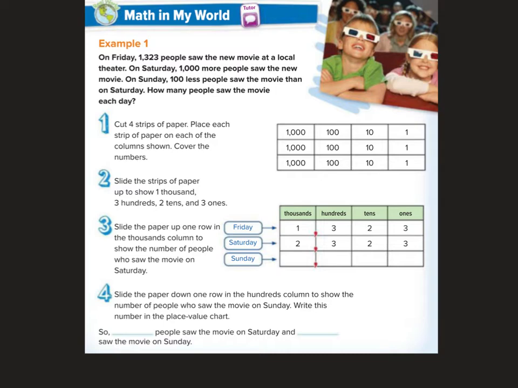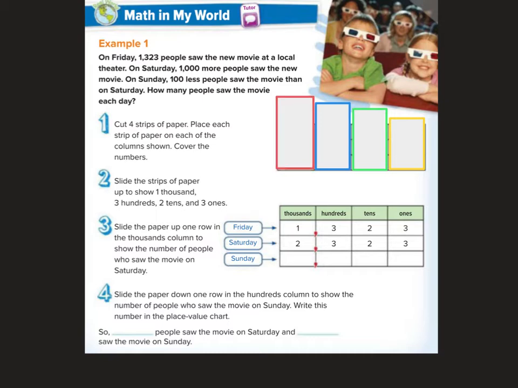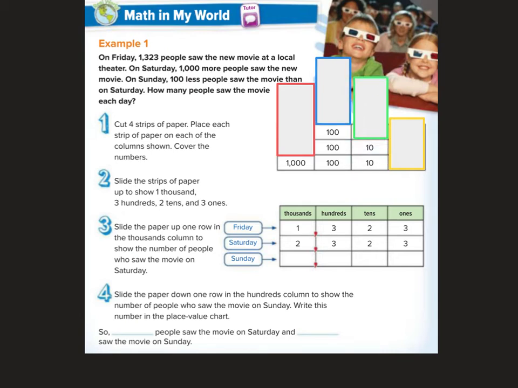Okie dokie. Well, let's see. It says we're supposed to cut 4 strips of paper. Place each strip of paper on each of the columns below and cover the numbers. Slide the strips of paper up to show 1,000, 3 hundreds, 2 tens, and 3 ones. So I'm supposed to slide the strips up to show 1,000, 300, 2 tens, and 3 ones.